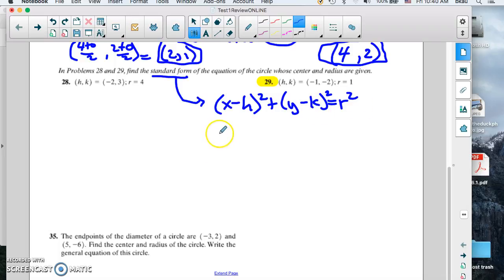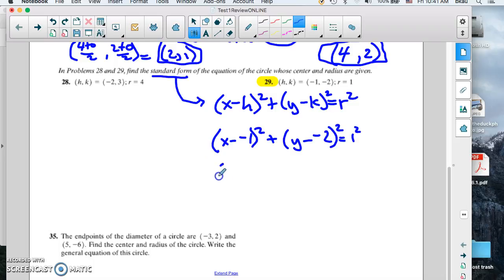given that h and k is the center and r is the radius. Well, in this problem they gave you all the values that you need to plug in. So they gave you -1 for h, and for k they gave you -2, and for r they gave you 1.